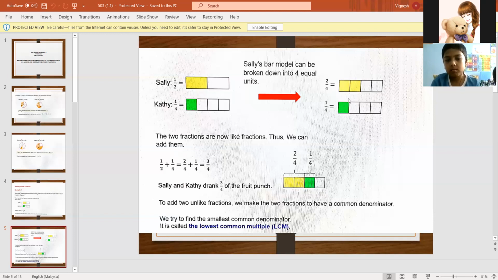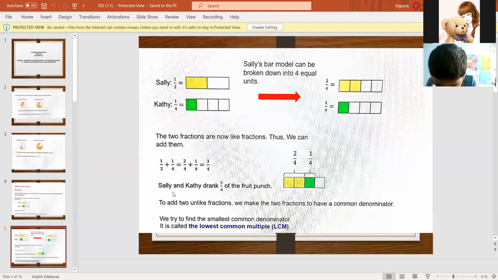2/4. Okay, the second one, no changes for the second one. May I go get water? Yes, you may go. So the second fraction, no changes. Correct or not? It's 1/4. Still 1/4. No changes made for the second fraction.